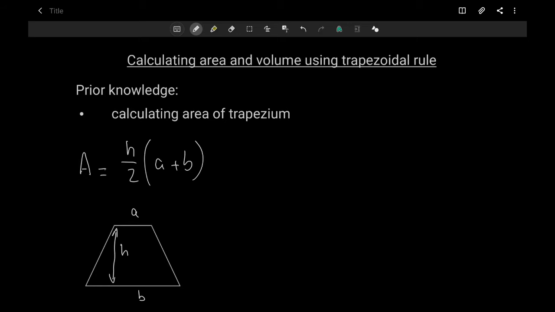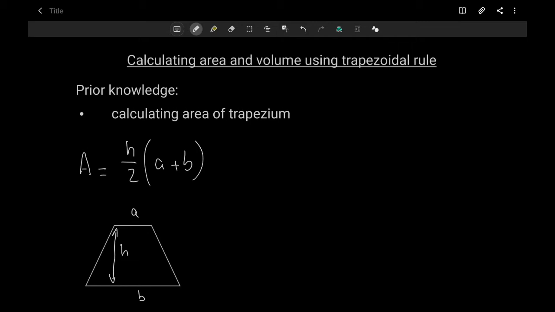In this lesson, you're going to learn how to calculate the area and volume using the trapezoidal rule. The prior knowledge that you need for this lesson is knowing how to calculate the area of a trapezium. The area of a trapezium is given by the formula A equals h over 2, brackets a plus b. Now, the h is the perpendicular height of the trapezium, and the a and the b are the lengths of its parallel sides.